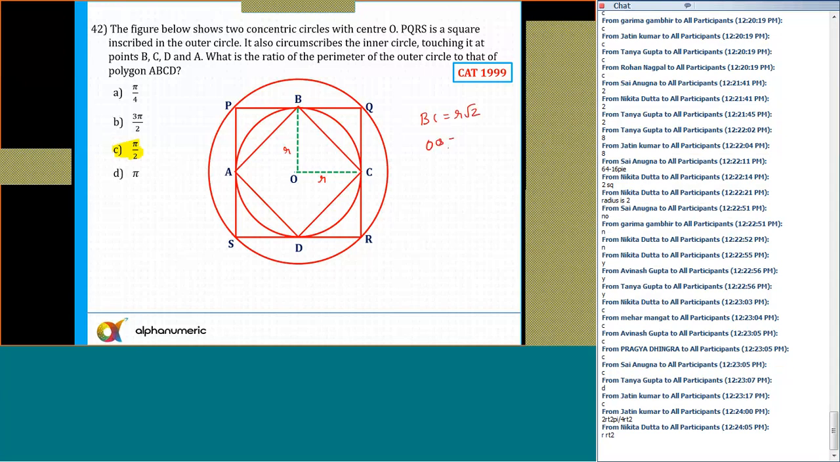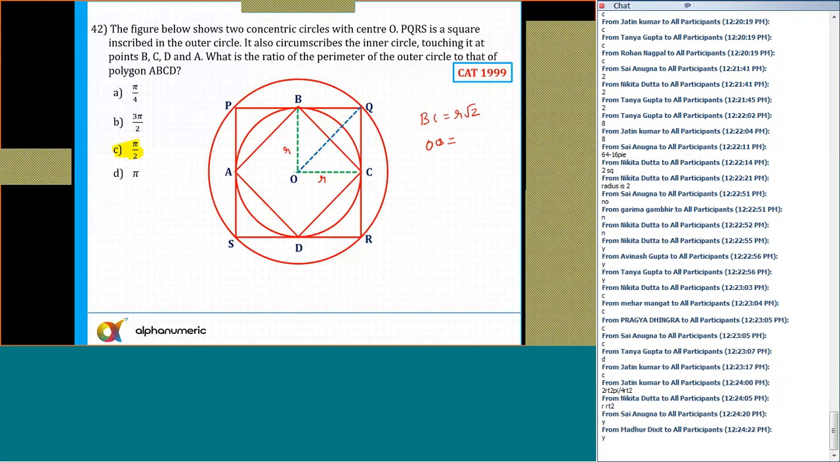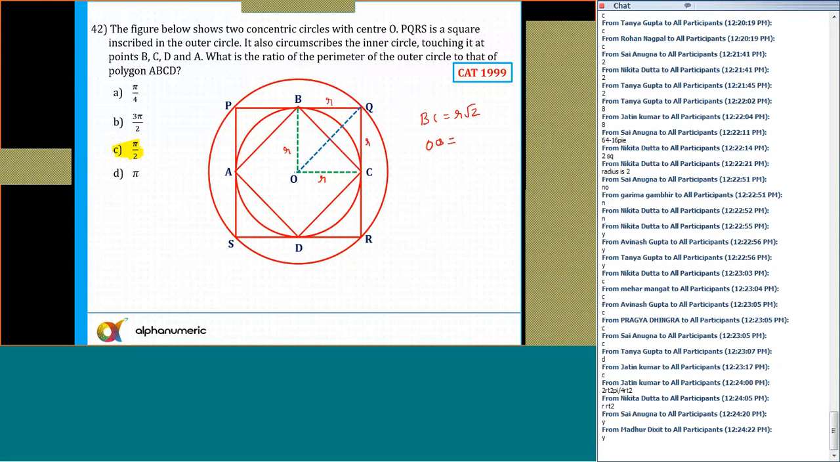So what is the length of OQ? Can I say BC and OQ are nothing but the diagonals of a square BQOC? QC is also R and this is R. So it is the diagonal. So OQ is also equal to R root 2. Okay. So the question is, what is the ratio of the perimeter of the outer circle? So the radius of the outer circle is R root 2. And if the radius of the outer circle is R root 2, it means its perimeter is equal to 2 pi into R root 2.